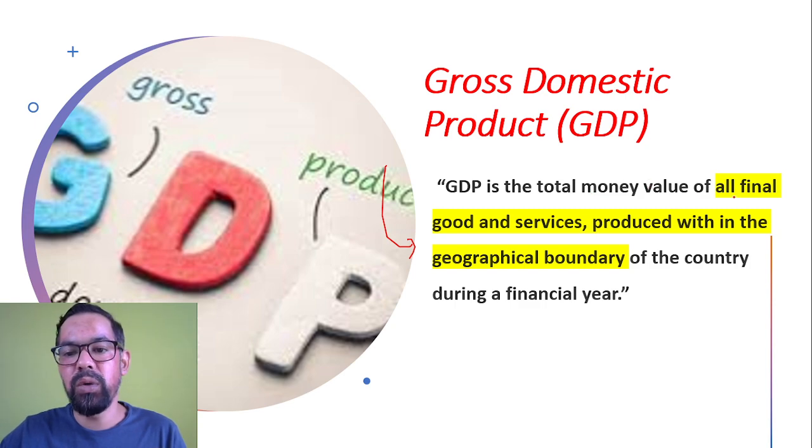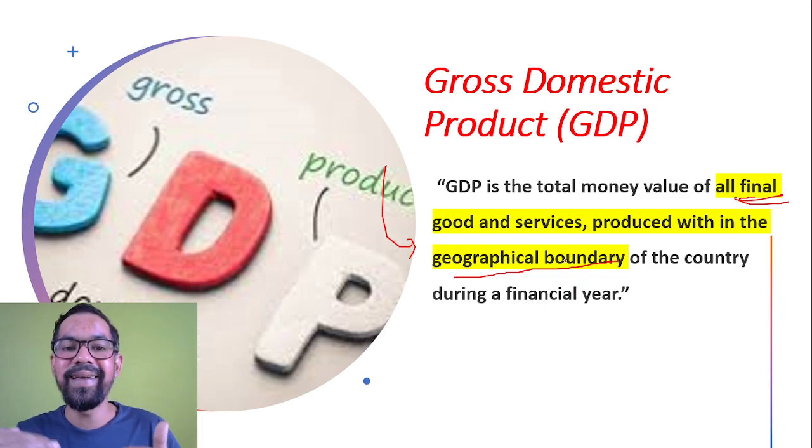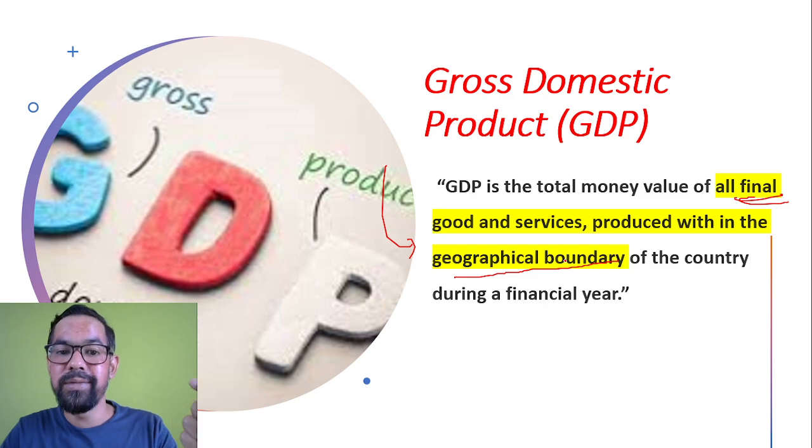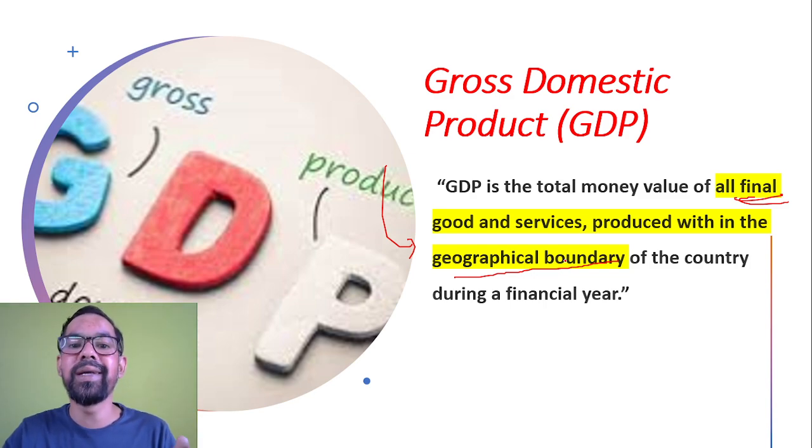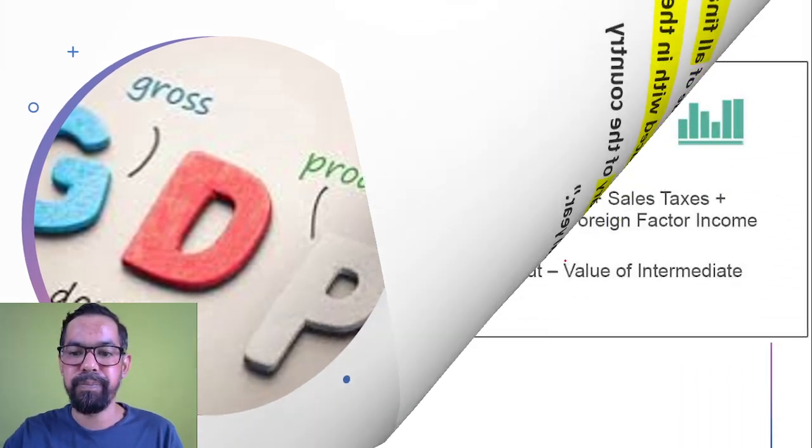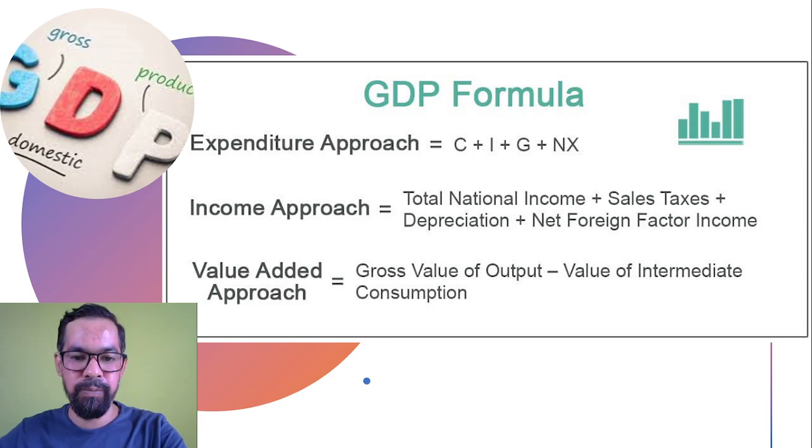GDP is the total money value of all final goods, which are ready to use, ready to consume, and services produced within the geographical boundary of a country during a financial year. It can be produced by Indians or domestic players, and it can be produced by foreigners. But Indians who are living in other countries and doing some productivity, that is not part of your GDP, right? Hope this is clear to each and everyone. I'll show you the formula, so that will give you better clarity on how to calculate or estimate this GDP.